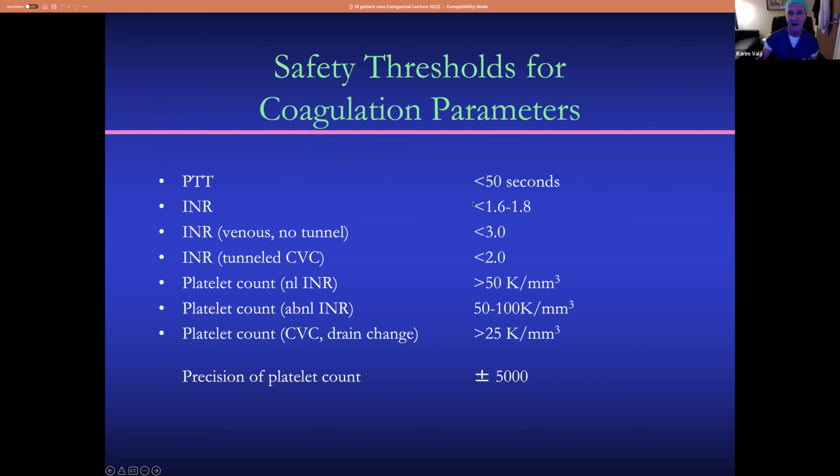These are the thresholds. Typically in IR, we want the INR to be less than 1.6 to 1.8. We want the platelet count to be greater than 50,000. For tunneled central venous catheters, the INR can actually be less than 2. And if we're doing just a venous procedure, particularly from the jugular vein, it can be even less than 3.